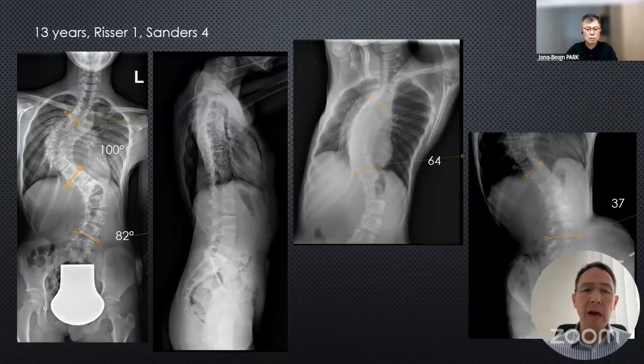Risser 1, with 100-degree thoracic curves and 82-degree lumbar curves. Hypokyphosis, actually a lordotic thoracic spine, very stiff. So this is not a candidate for VBT, I can tell you that. And it's not a candidate for selective thoracic fusion for several reasons.